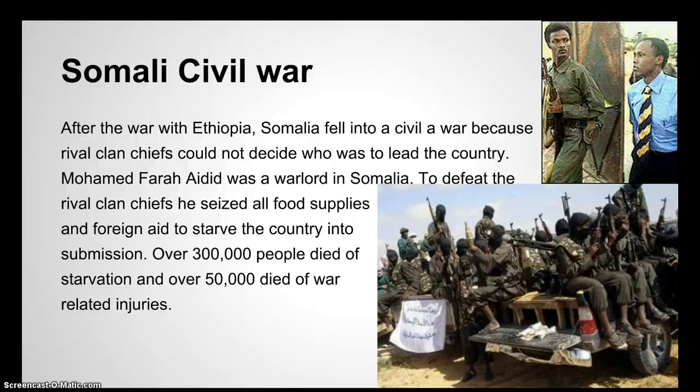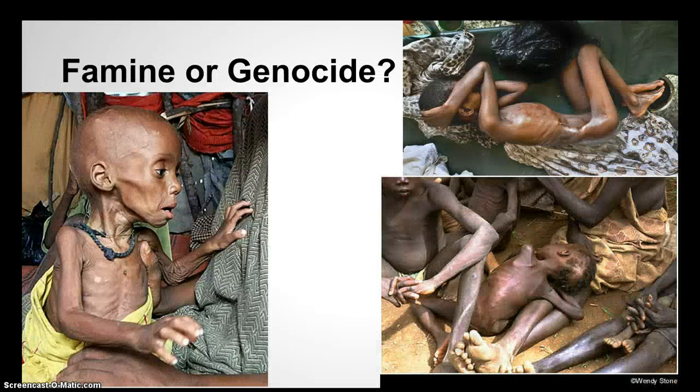All right, sorry guys. He was a warlord in Somalia. To defeat the rival clan chiefs, he seized all food supplies and foreign aid to start. And what he did was starve the country into submission. Over 300,000 people died of this starvation, and over 50,000 just from the war itself, from war injuries. So that's a lot of people.